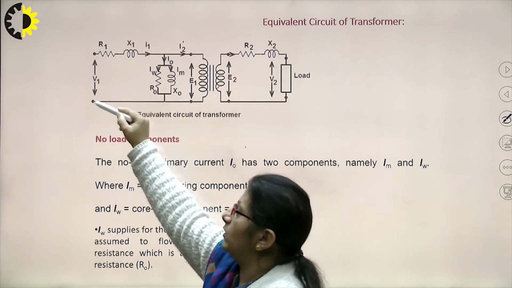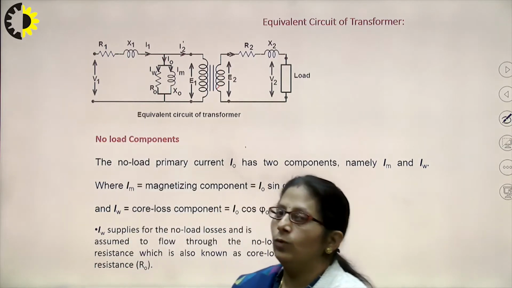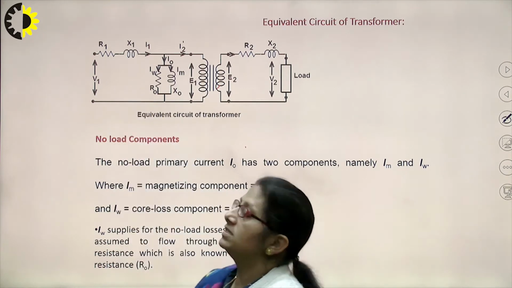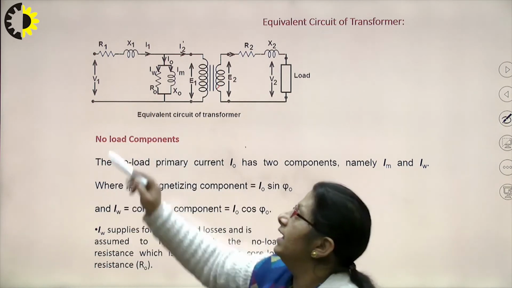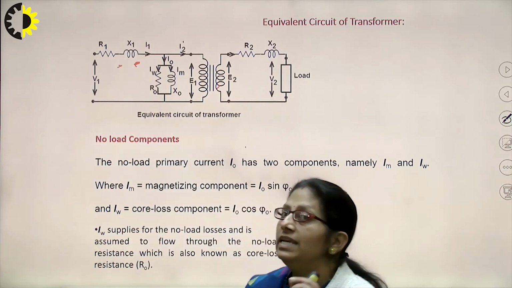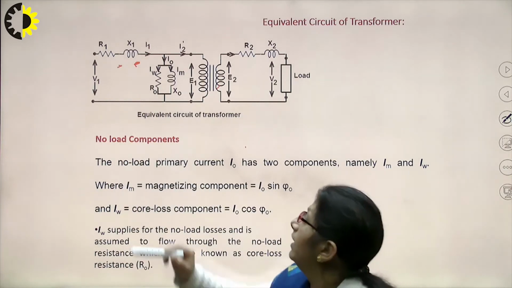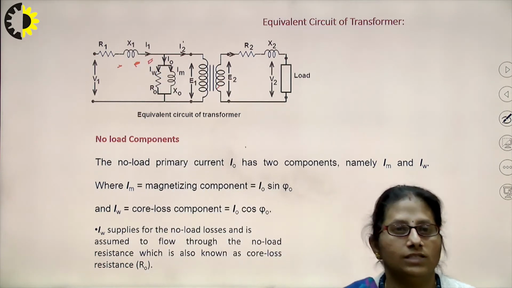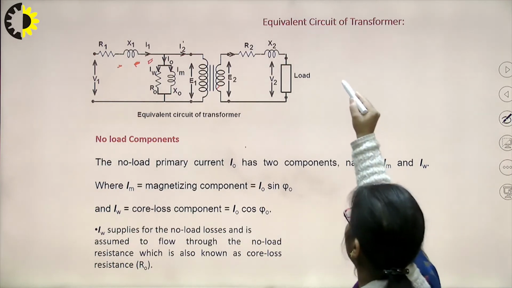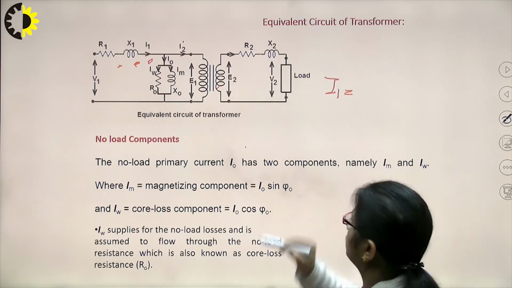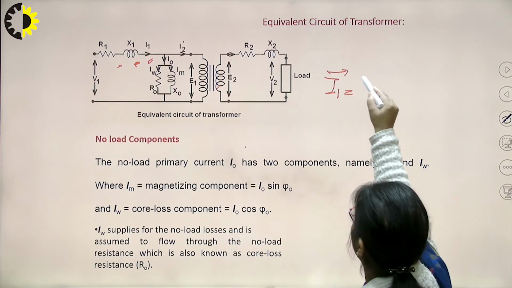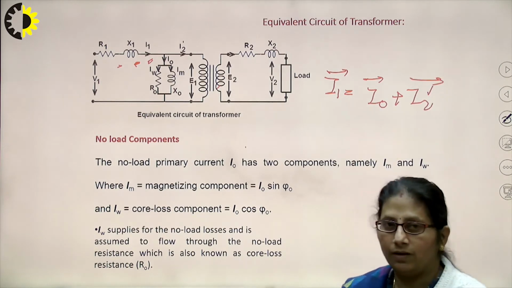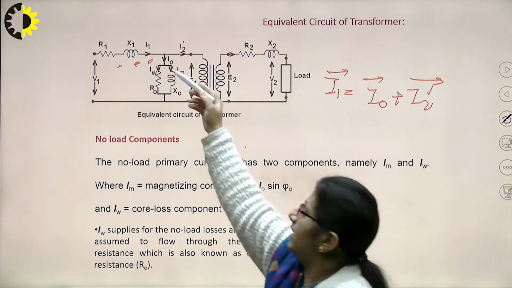Then on the primary side, we have the input voltage given as V1, right? R1 denotes the primary winding resistance. X1 denotes the primary leakage reactance, right? I1 is the rated primary current of the transformer. We know that this I1, the rated primary current of the transformer, is actually the phasor sum of I0 and I2 dash, right? So, I need to have this I1 split into two.